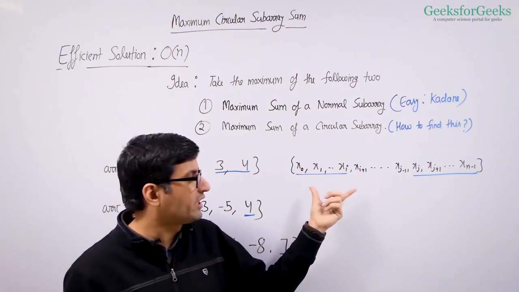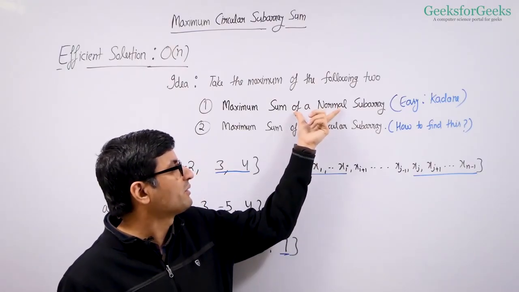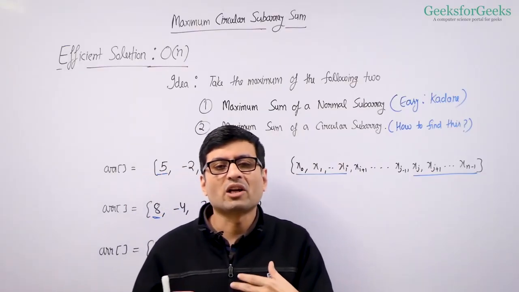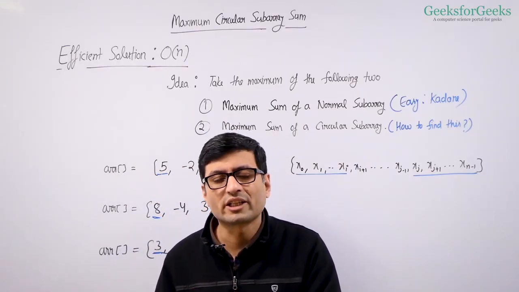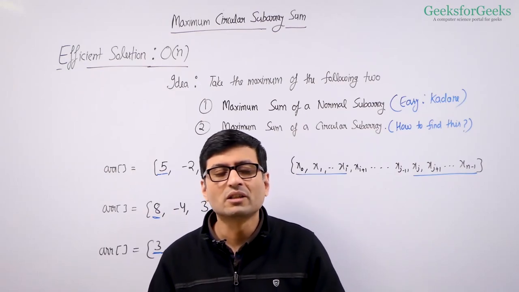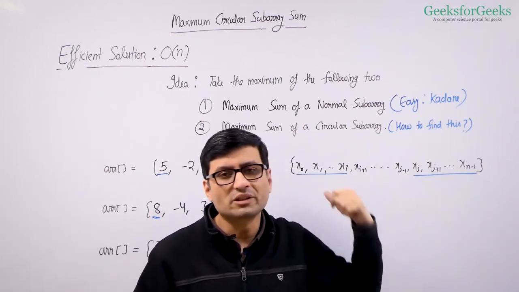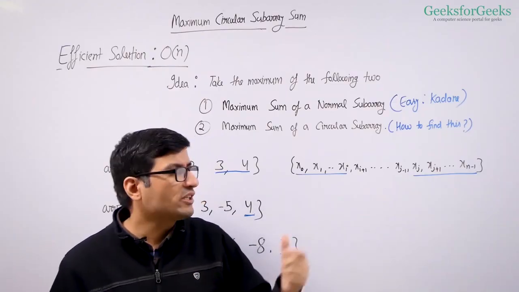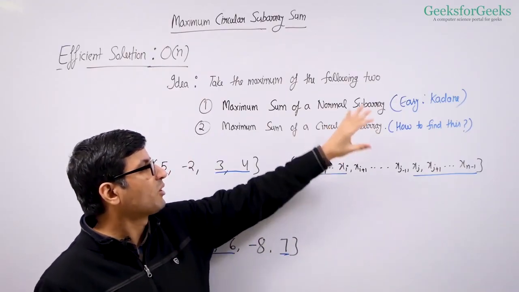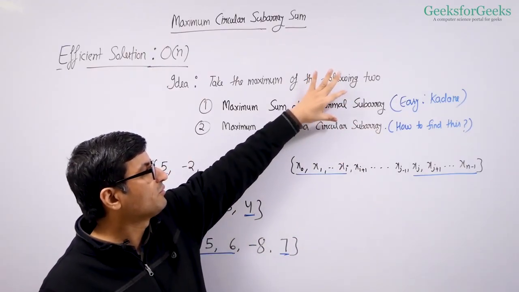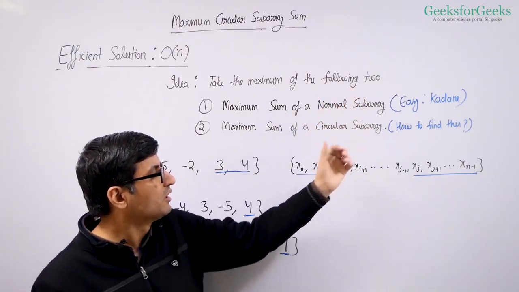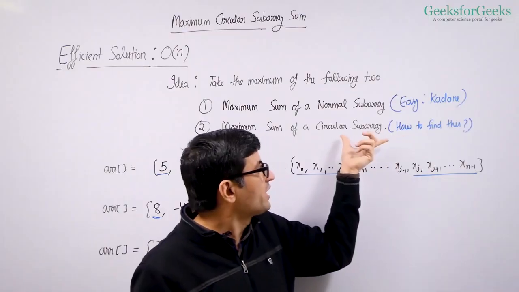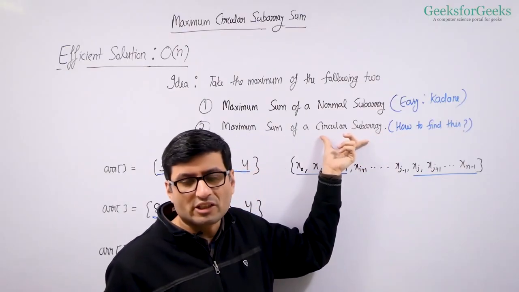If we can somehow find out this maximum sum and this maximum sum, our final output will be the maximum of these two, because in the result it can be a normal subarray or it can be a subarray which connects the last elements. So how do we find this part? If we find this part, then we have solved the problem. We can find this using Kadane's algorithm. If we somehow find out this one, we simply return the maximum of these two. We can actually find out this part also using Kadane's algorithm.